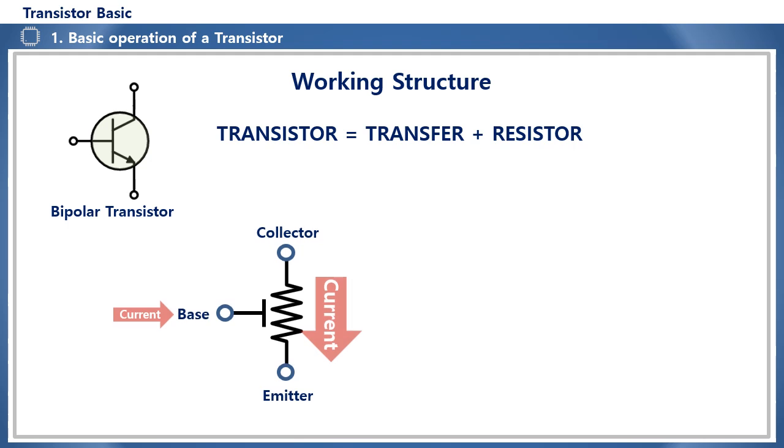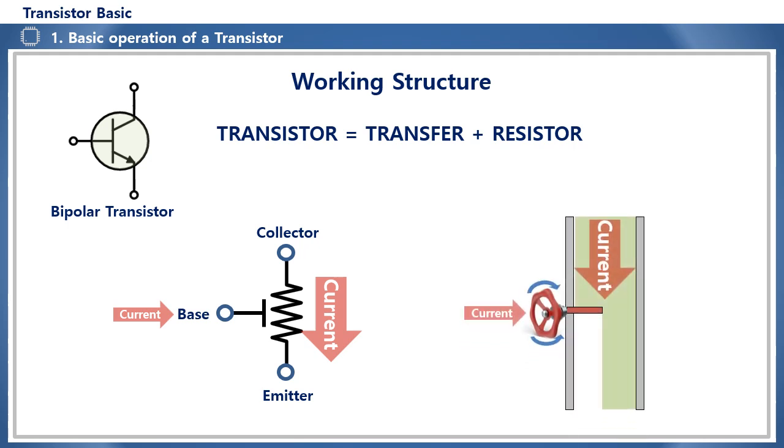A bipolar transistor is a three-terminal device, with the collector and emitter forming a channel through which a large current flows. And the base is the terminal that controls the amount of current flowing in the channel between the collector and emitter. It is a structure in which a large amount of current is controlled by changing the resistance value between the collector and emitter by applying a small current to the base.